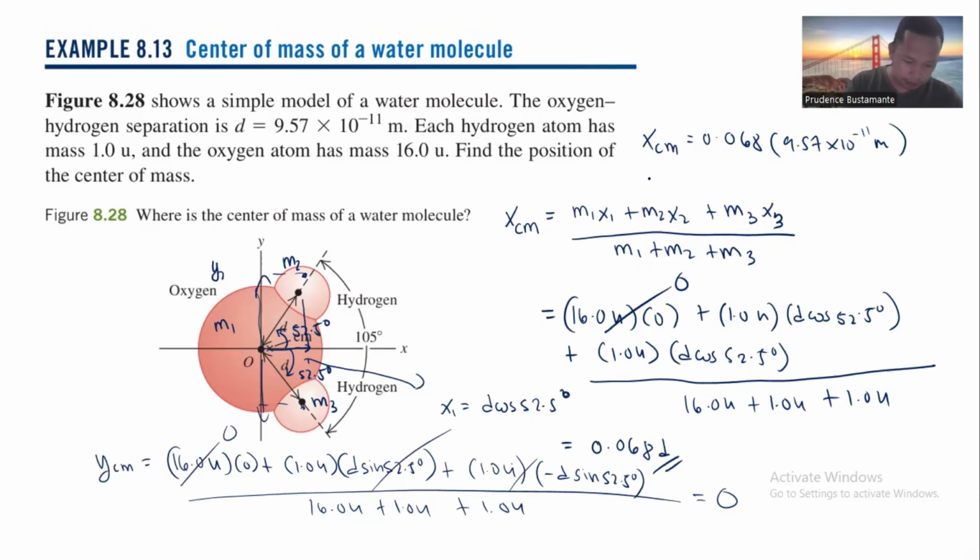Times 6.5 times 10 to the negative 12. So that is the location of the center of mass. So it must be positive, so it's somewhere like right here, the center of mass of that.